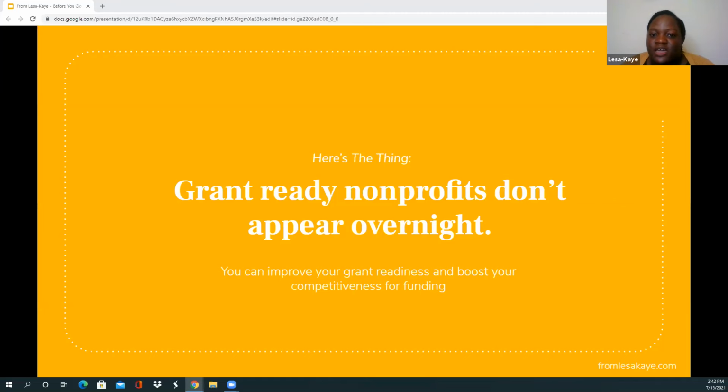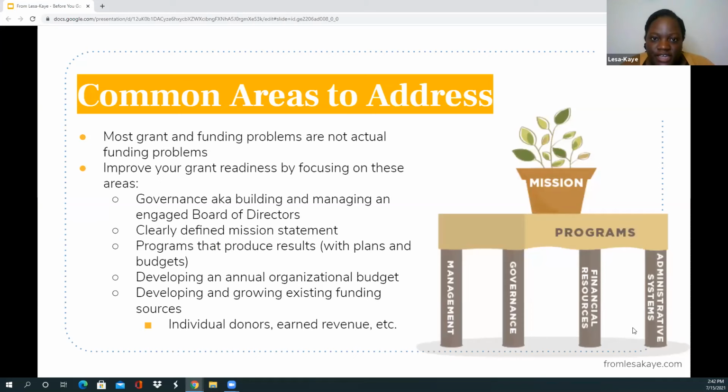So here's the thing. Grant ready nonprofits, like I said, don't appear overnight. You can improve your grant readiness and boost your competitiveness for funding. And I'm going to share some common areas that I see organizations usually have to address to increase their grant readiness. What I like to say is that if an organization is struggling with getting funding, usually it means that there is a problem in one of these areas: either with their management, their governance, which is like their board and leadership, their financial resources, how they're managing and tracking their money, and then their systems.